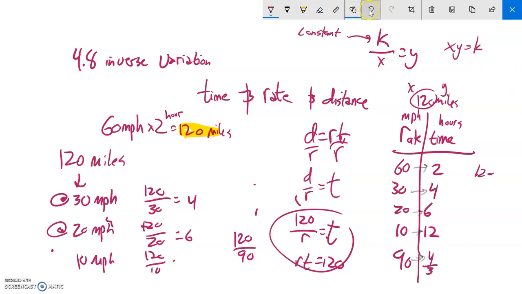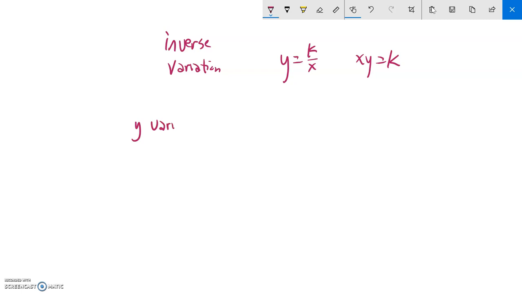So let's go ahead. I'm going to erase, and then we will think about some other examples like this. I'll erase the whole thing, and I'll rewrite my y equals k over x, or x times y equals k for inverse. So let's say that y varies inversely as x. Sometimes that word will be with. Sometimes we say y varies inversely as x. So when we say this varies inversely, that means it's this model. That means y is some number divided by x, or x times y is always the same thing.